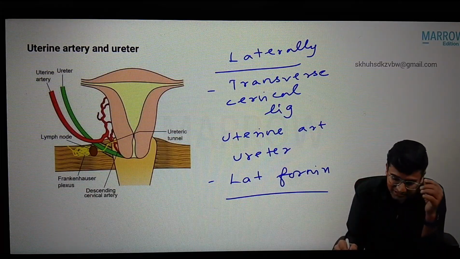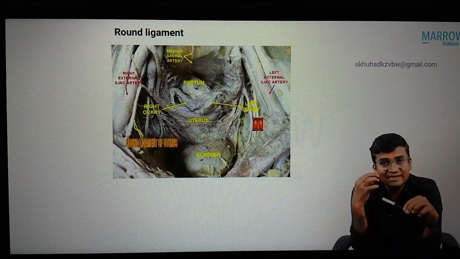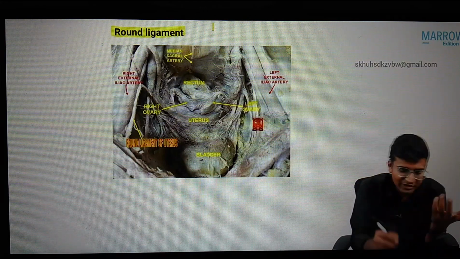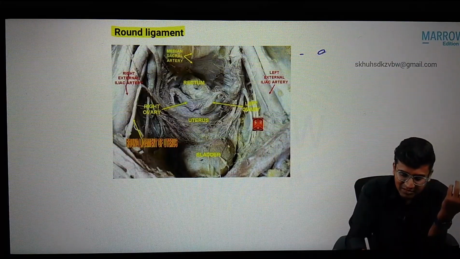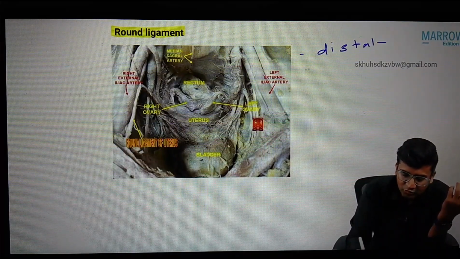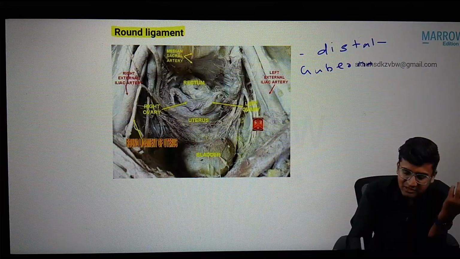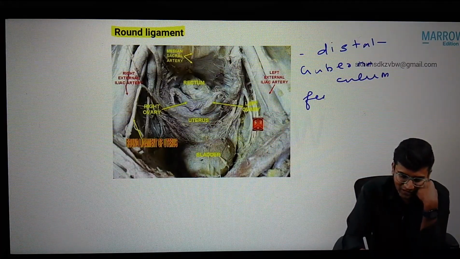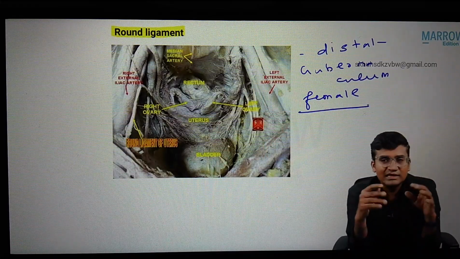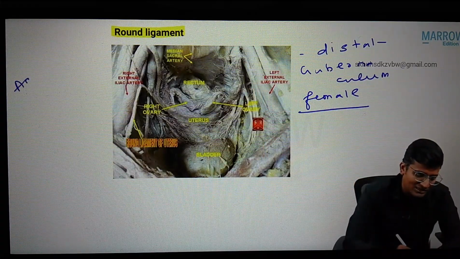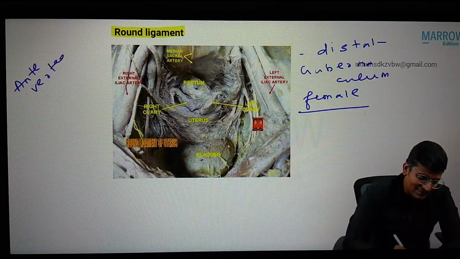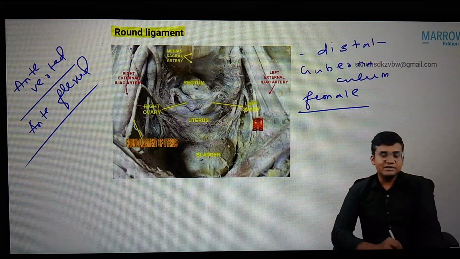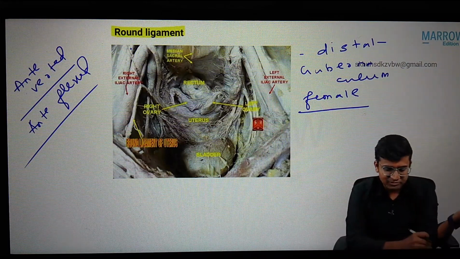What are the ligaments supporting the uterus, maintaining the uterus in that position? Already we discussed the round ligament. What is the round ligament? It is a remnant of the distal part of the gubernaculum in female. The proximal part of the gubernaculum in female forms the ligament of the ovary. The round ligament is the ligament which maintains the uterus in the anteverted and anteflexed position.